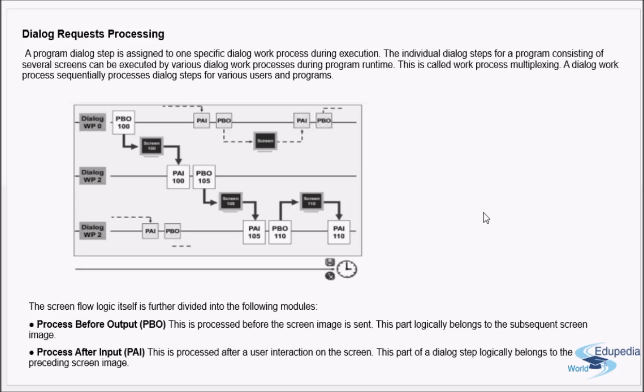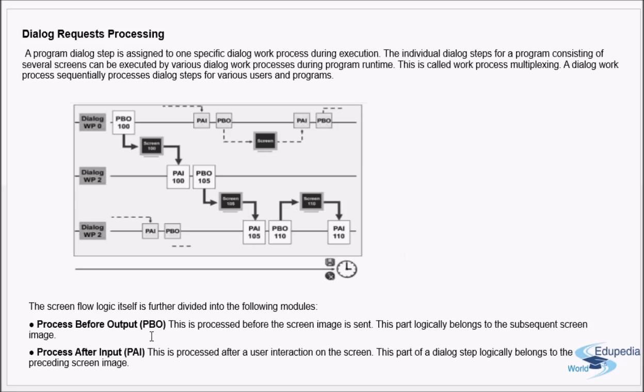A dialog work process sequentially processes the dialog steps for various users and programs. So one dialog work process handles different dialog steps for different users and different programs. Now, how is this dialog step identified and how is the information transferred from one work process to another? This is identified by 2 key parameters known as PBO and PAI. PBO stands for process before output and PAI stands for process after input.